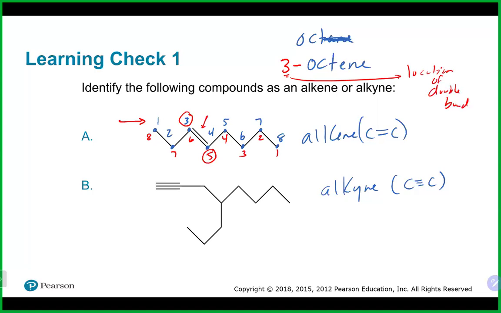Once you lock in whichever way you are numbering based on the double bond or triple bond, any other groups that are attached have to be numbered the same way. So your priority is the double bond or triple bond, and whichever way you lock in for that numbering, anything else attached gets numbered the same way.